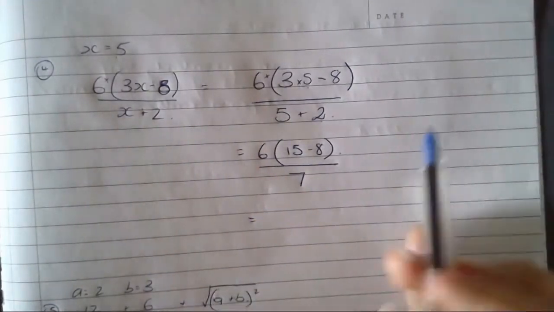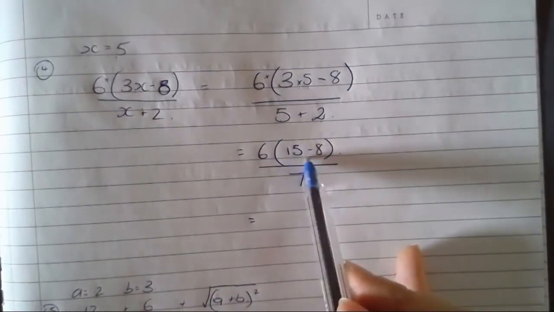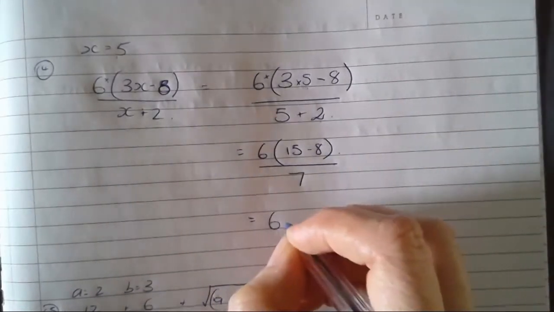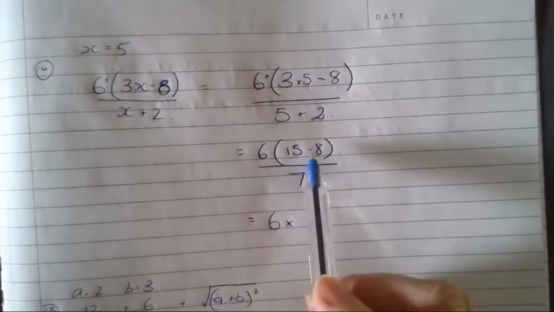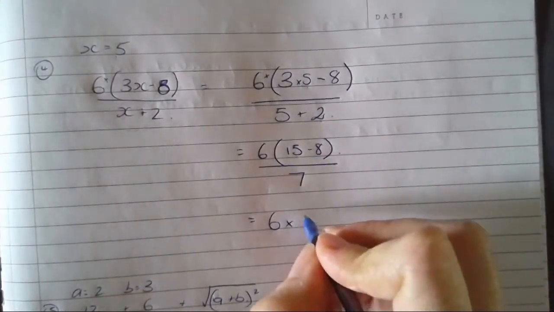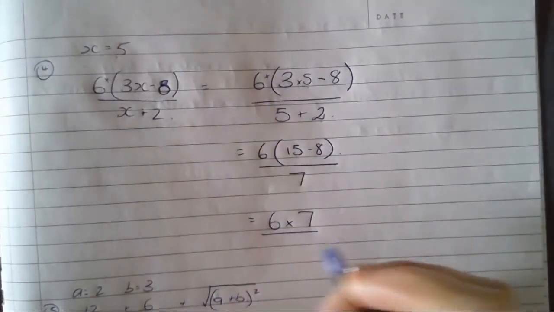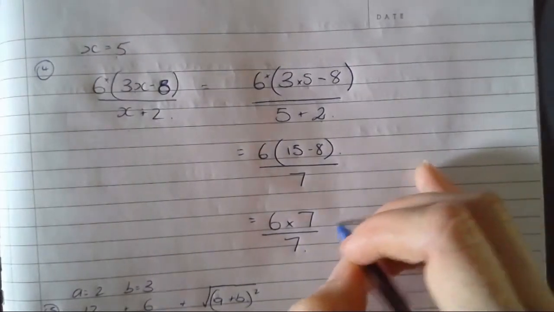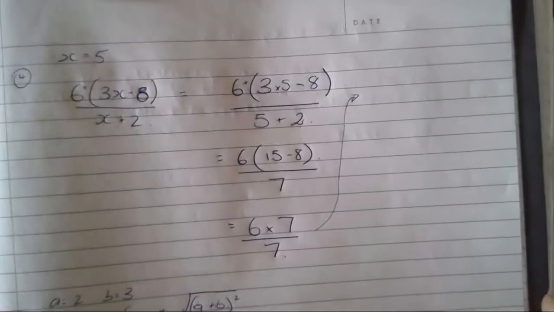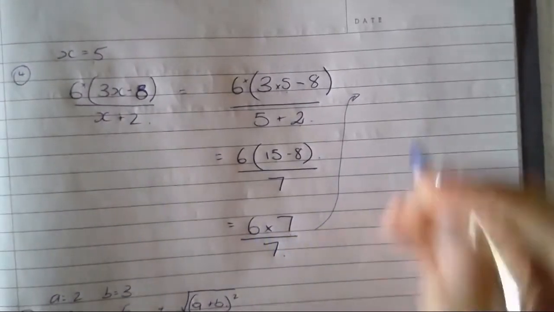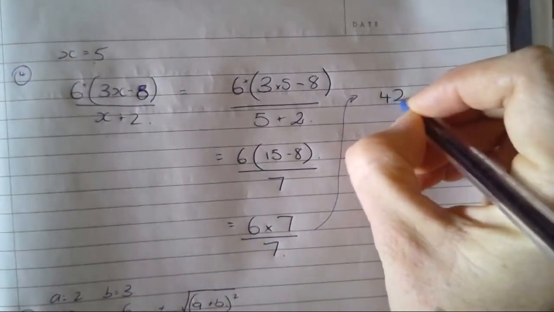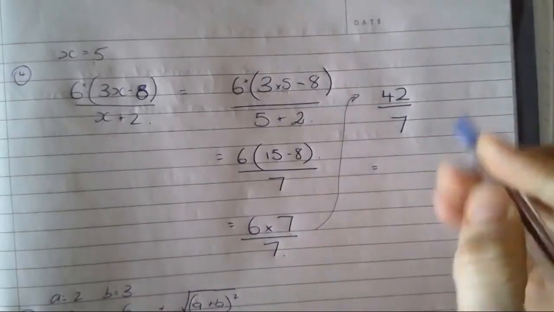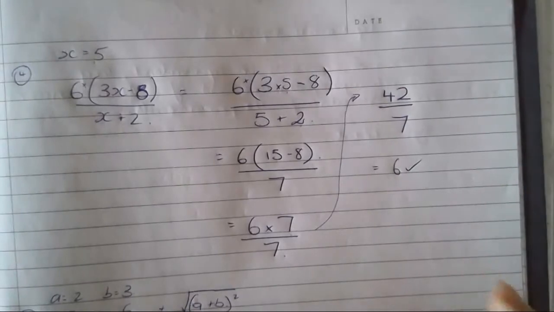Alright, next line of working. So I aim to get this to just be a single number so that I can not write the brackets anymore. So 6 times 15 minus 8. 15 minus 8 is 7. Over the top of 7. I'm just going to go up here because I've run out of space. So 6 times 7, 42. Divided by 7. Now it's nice and simple. 42 divided by 7 is 6.